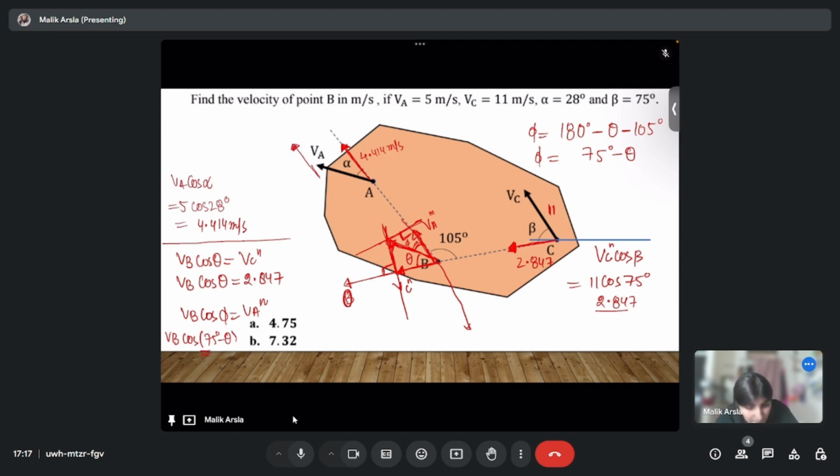What is va? What did we calculate va as? 4.414. Yes, va cos alpha, 4.414. Now we can use this equation and this equation. We have two unknowns, theta and vb, so we can use two equations, two unknowns, to find them out. Now let me do it on the next page. I'll show you how.